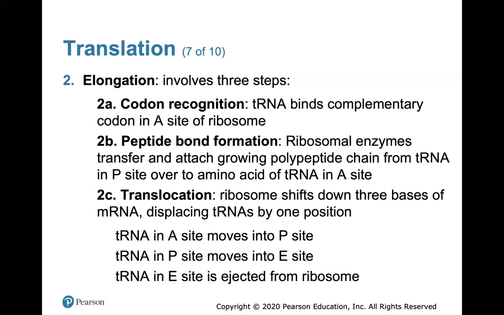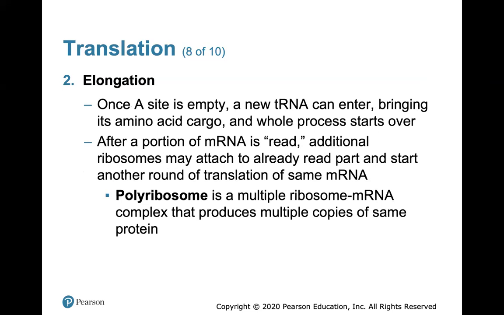The peptide bond will form so that we start to link amino acids together. And translocation just means that the ribosome will then shift down 3 bases of messenger RNA, displacing the transfer RNA. And then elongation: once the A site is empty, a new transfer RNA can enter.